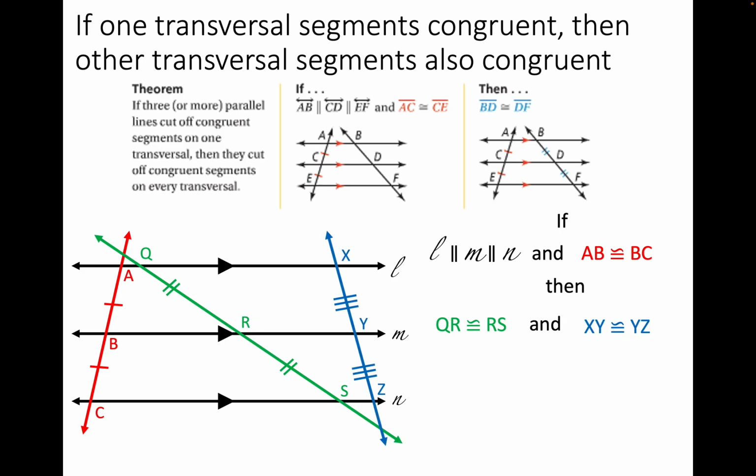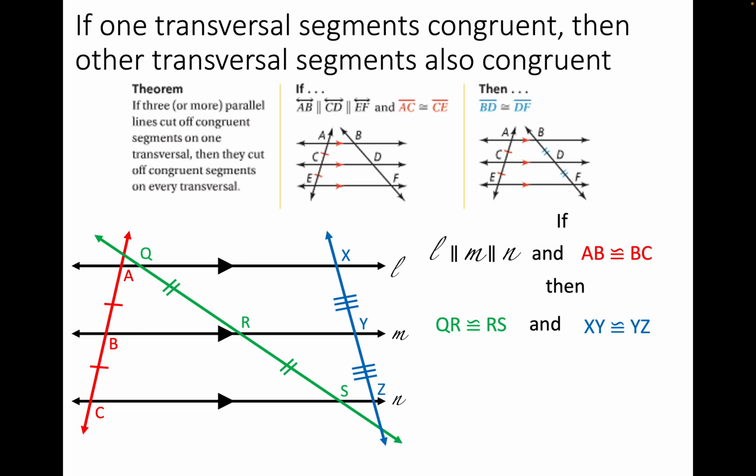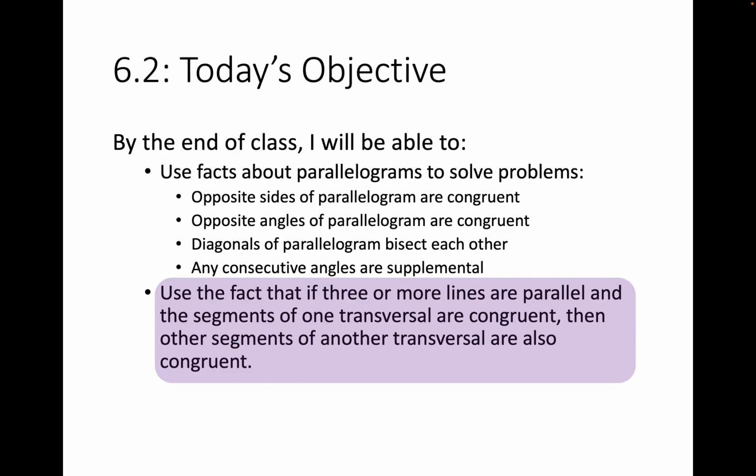And if I drew yet a third one here, this one in blue, XZ, then I know that the measure of XY is equal to the measure of YZ. No matter which transversal I draw, the two sections of the transversal are always going to be congruent. So we can use that fact, pause and take this in your notes here, and then once you do, we can come back and use this fact to solve a problem.